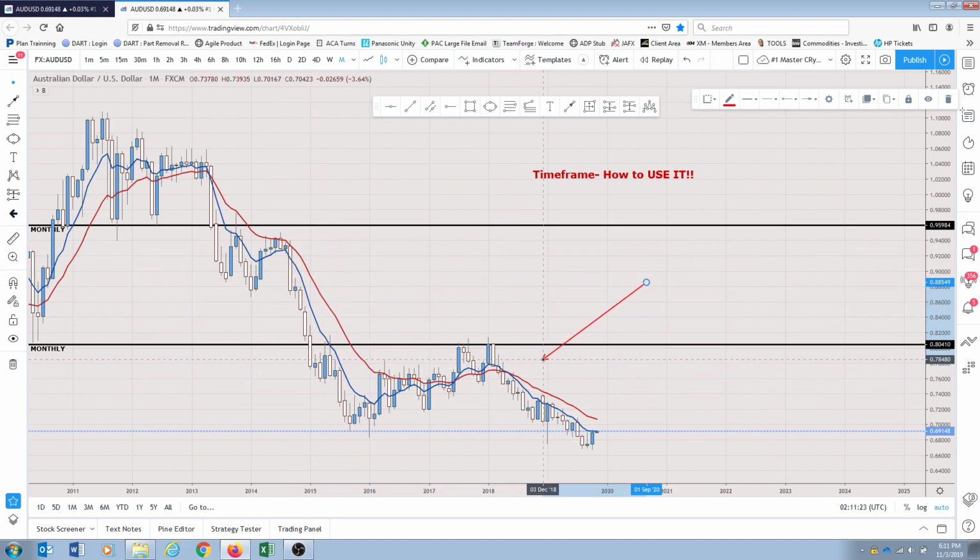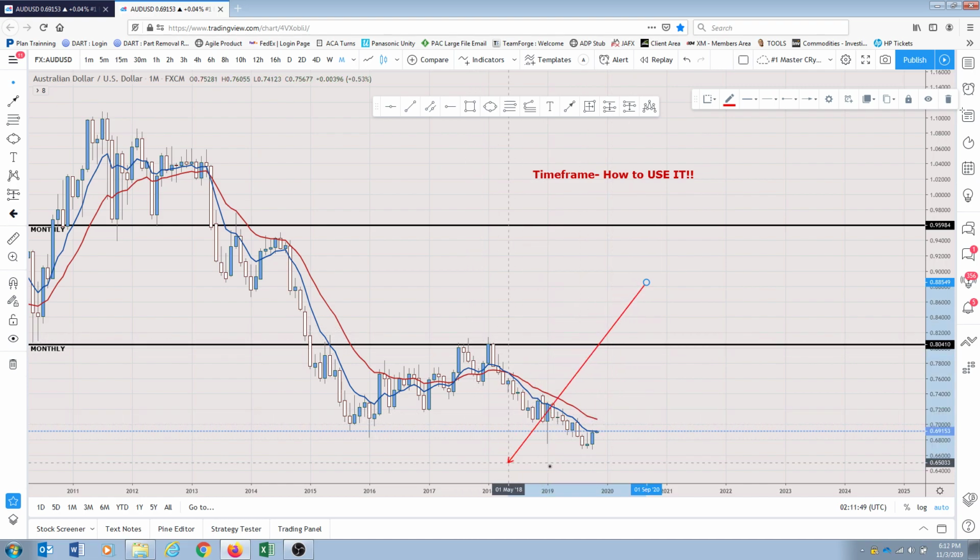So basically, let me recap here. On the monthly chart, all we want to look at is, hey, what is the EMA showing us here? The EMA 8 and 18 is showing us that the red is on top and we are trending down. That's all you want to get from the monthly chart. We're trending down. We're aware of this resistance level.